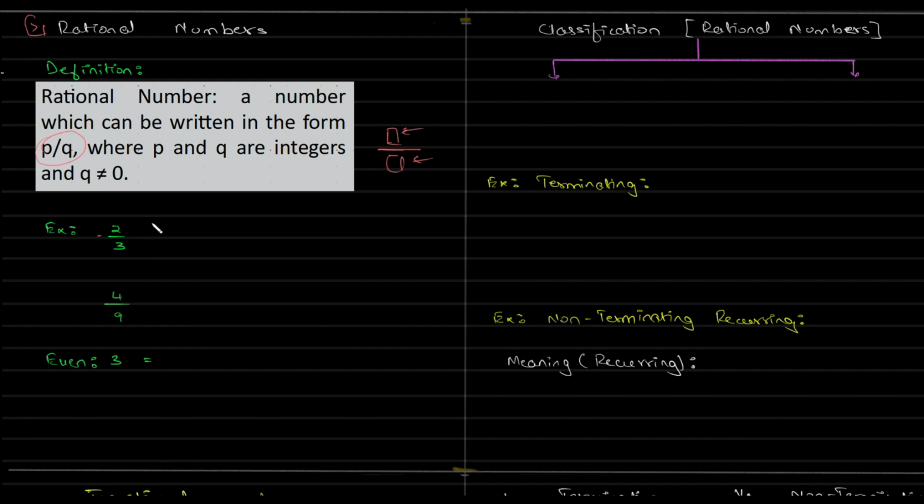An example is 2 by 3. 2 is your numerator and 3 is your denominator. 4 by 9. 4 is your numerator and 9 is your denominator. Even the number 3, 4, even they can be written in the form of a numerator divided by a denominator. But we don't see any denominator over here.